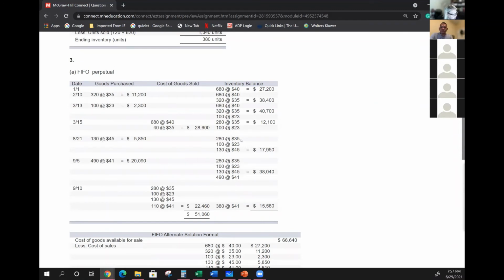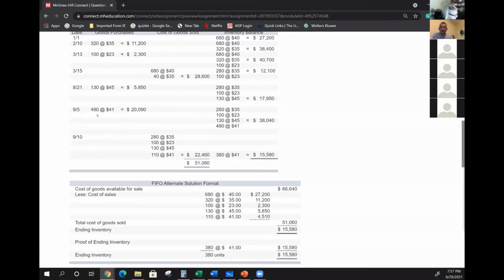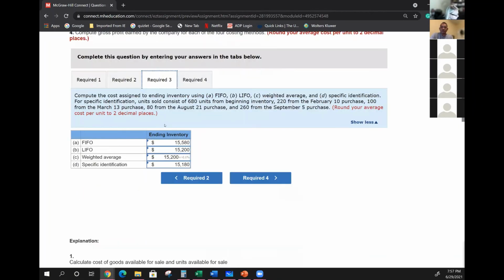I made a purchase of 130. So I have those. I have the 100 at the $23. Right? Yeah. Am I looking at that right? Okay. All right, good. So then I make another purchase of 490. So now I have my 280 units, the 100, the 130 that I just bought, and then the brand new 490.